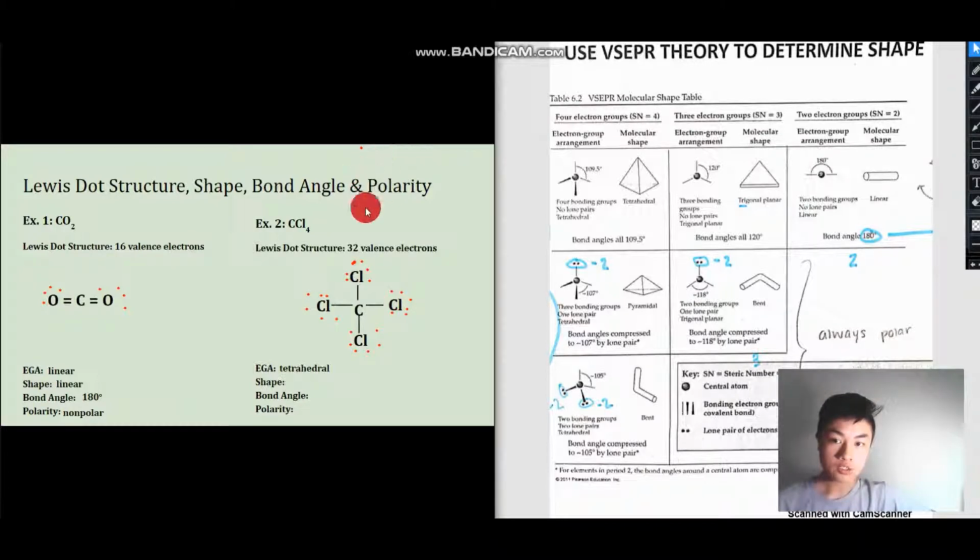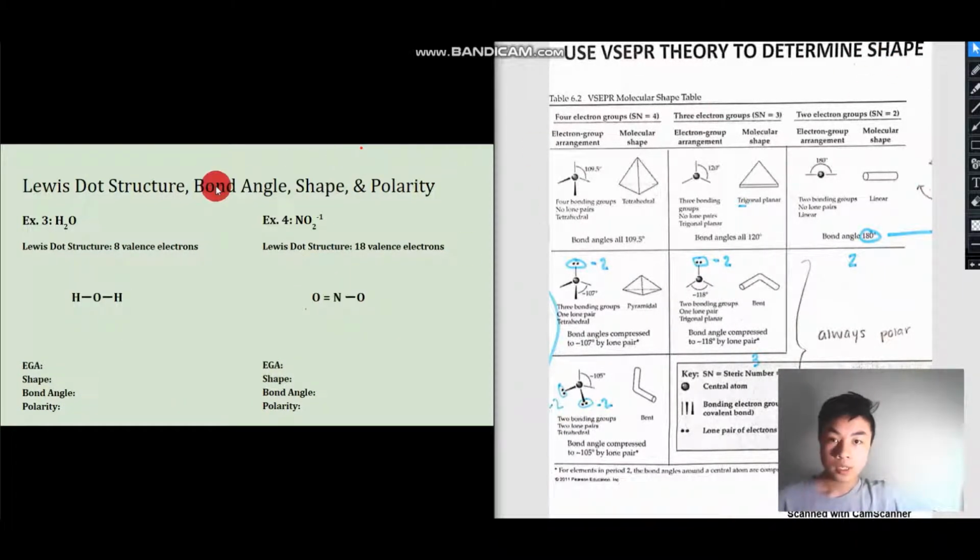And so the EGA is just going to be tetrahedral because there are 4 electron groups total. And so the shape is going to also be tetrahedral because there are 4 bonding groups and no lone pairs around the carbon, as stated over here. The bond angle is going to be 109.5 degrees because that's also what our chart says. And so the polarity is actually going to be nonpolar because it is symmetrical, since it is tetrahedral.